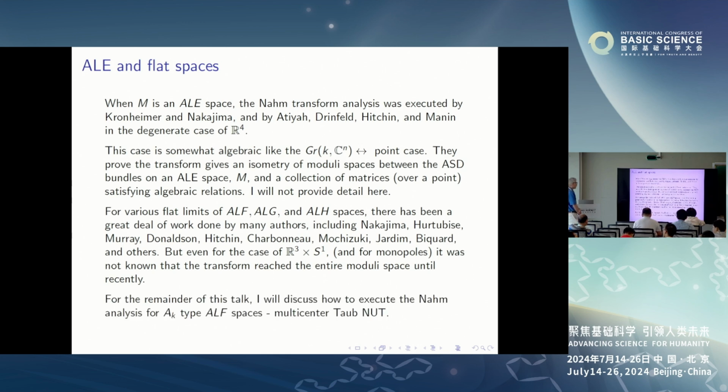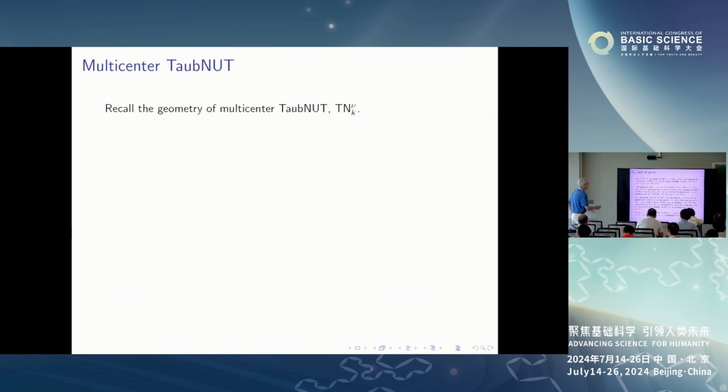All right, so for the remainder of this talk, I'm going to discuss just how to execute the Nahm analysis for the AK type ALF spaces, which are just more familiarly the multi-center Taub-NUT spaces. So now I'm going to introduce multi-center Taub-NUT. First, its geometry briefly, and then a lot of work will be done, some of it somewhat sloppily due to time constraints, to see it as a moduli space, since we're going to always have that issue. We need to have the space we're working on also a moduli space of some form if we want to do Nahm twice in a row.